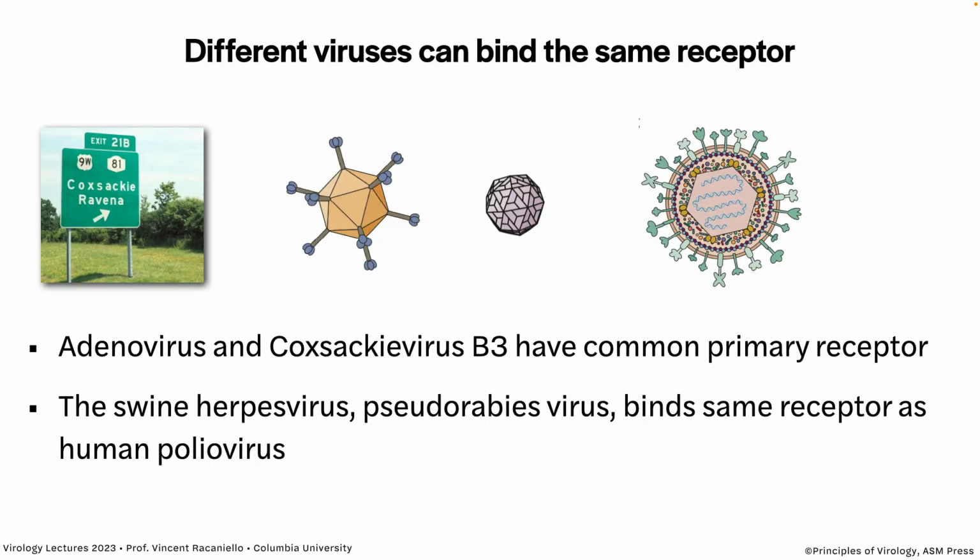Sometimes different viruses can bind the same receptor, and there are 2 examples here. Adenovirus and Coxsackie virus B3 have a similar receptor. It's called the Coxsackie adenovirus receptor, or CAR. This is adenovirus on the left. Coxsackie virus is a picornavirus related to poliovirus. Coxsackie virus was isolated in Coxsackie, New York.